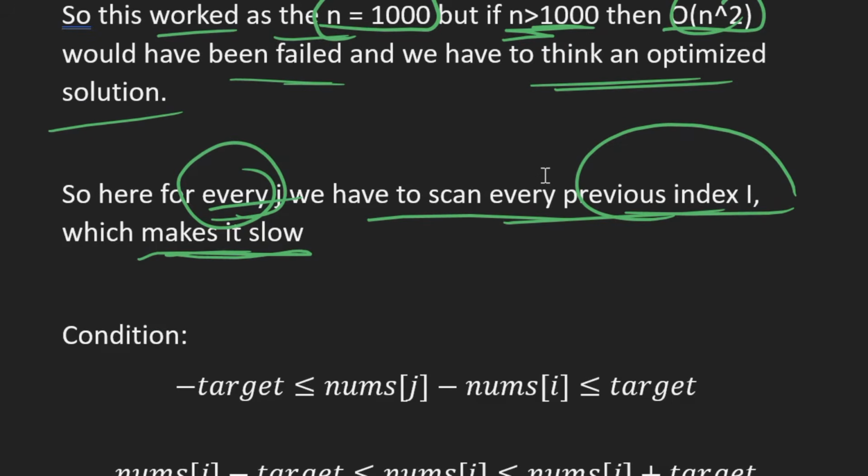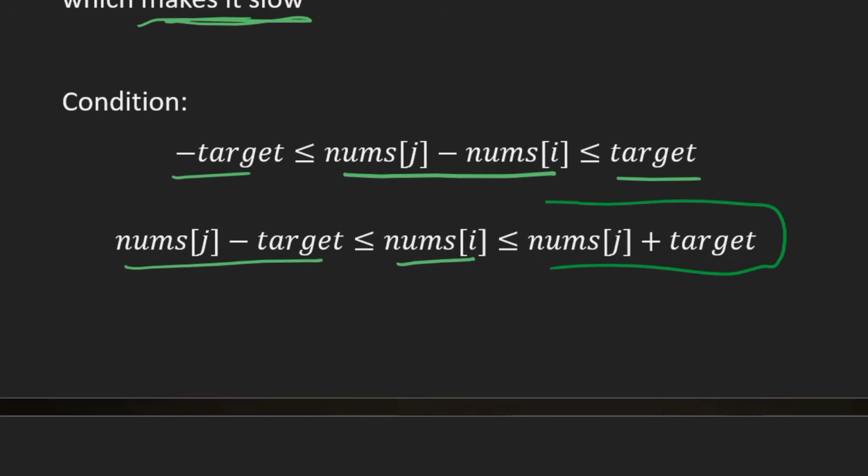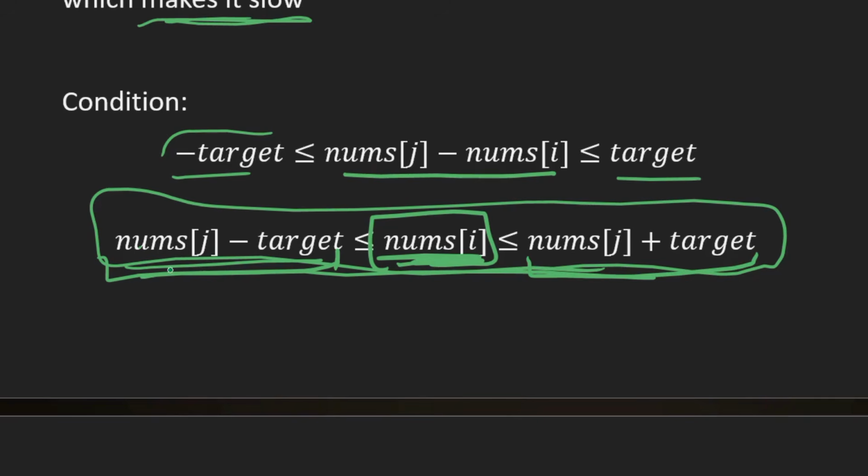So let's see how we'll be optimizing it. If you see the condition, our condition is that the difference should be from minus target to target. If we bring nums of j here, it becomes nums of j minus target less than or equal to nums of i, which is less than or equal to nums of j plus target. If we rewrite the condition this way, nums of i would be in the range from nums of j minus target to nums of j plus target.